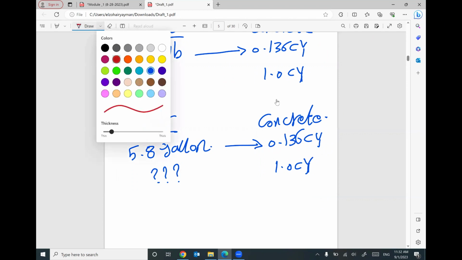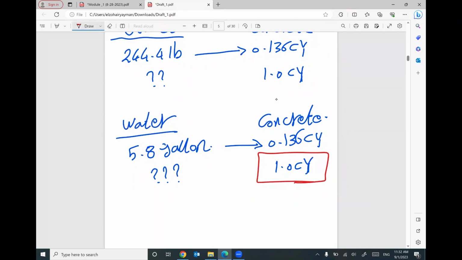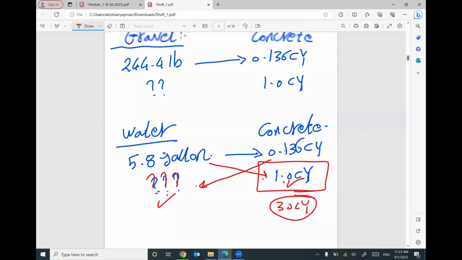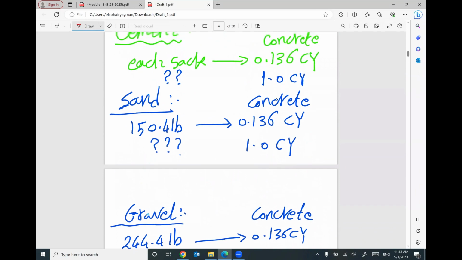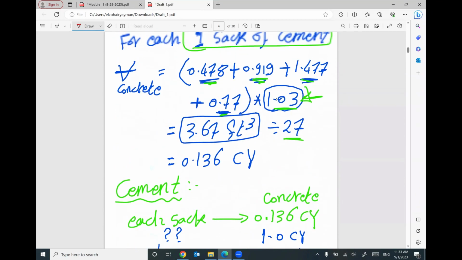So I can put here any amount of concrete you need to produce. For example, we are pouring a foundation slab for your house. This foundation slab will need, for example, 30 cubic yard. Put this number here. And how many gallons of water do I need? So you can do a cross like this. This number times this number equals this number times this number. So I can figure this out. Does that make sense?